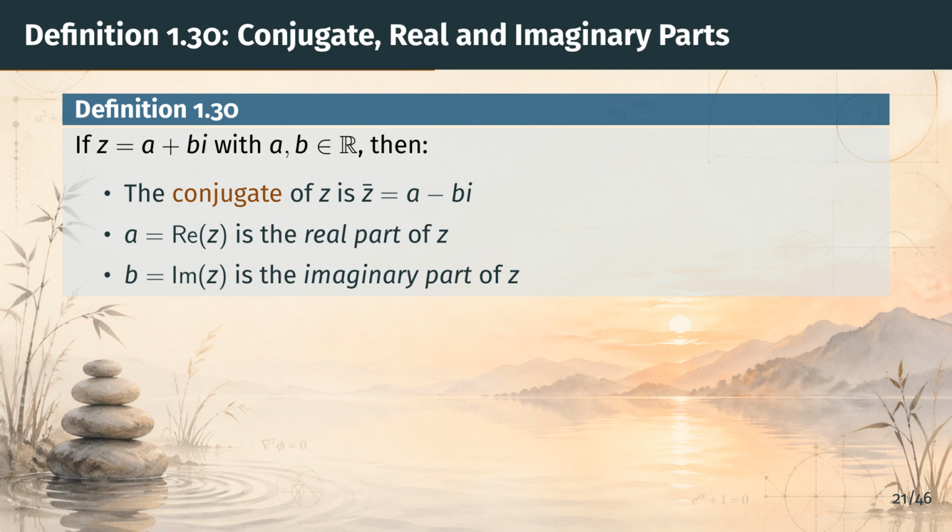The conjugate of z is obtained by flipping the sign of the imaginary part. Geometrically, this reflects the point across the real axis. We also give names to the two components, the real part and the imaginary part. One subtle point worth noting: the imaginary part is itself a real number. It is the coefficient of i, not the entire bi term. Let's see what conjugation looks like geometrically.